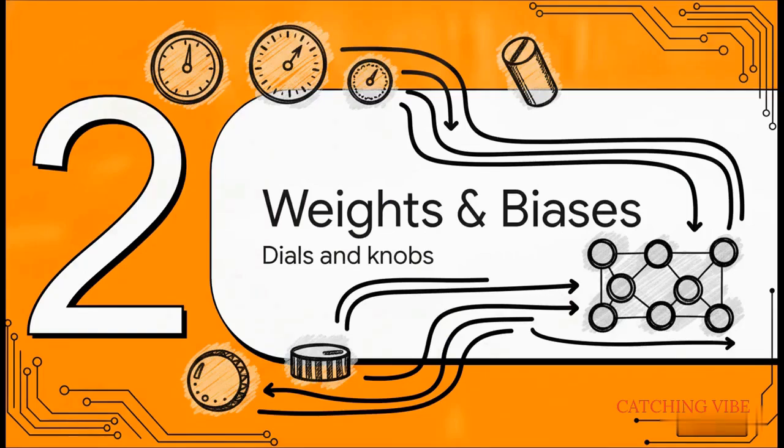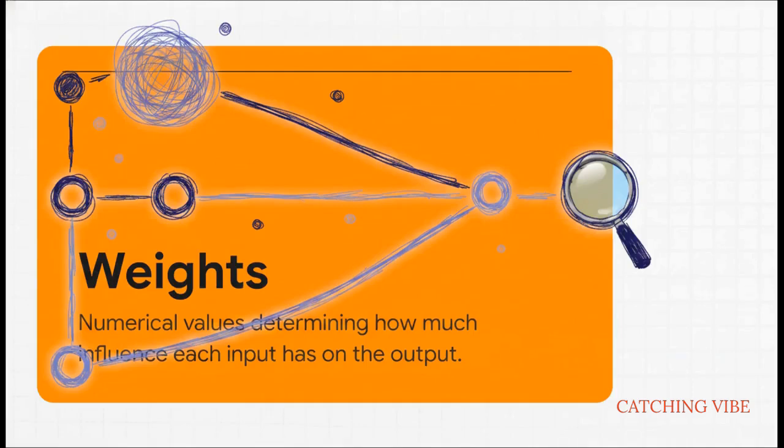Section 2. Weights, biases, and activations. Right, so if neurons are the structure, weights and biases are the dials the network turns to actually learn anything. First up, we have weights. You can kind of think of a weight as the thickness of the connection between two neurons. It's a numerical value that determines just how much influence a specific input has on the final output. If a feature is, say, really important for making a prediction, the network is going to assign it a heavy, thick connection during training. But if it's irrelevant, that weight just shrinks right down.